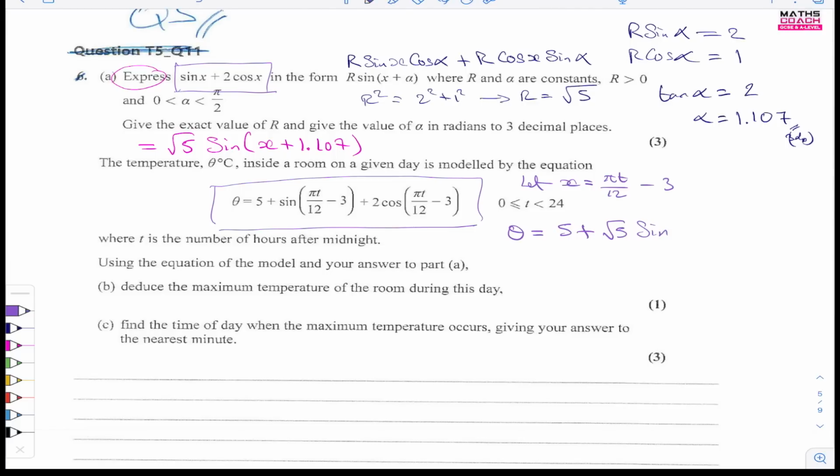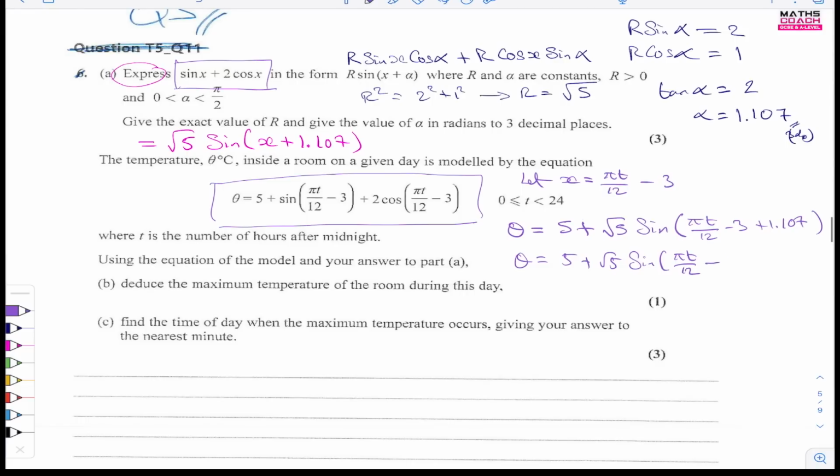So it'll be sine of x plus 1.107, but x is equal to pi t over 12 minus 3, and then plus 1.107. So let's tidy this bit up. Right, so that gives you minus 1.893 to 3 decimal places. So that's our new theta function.